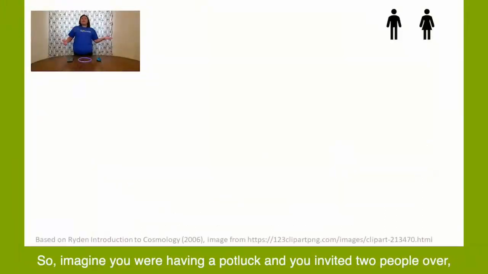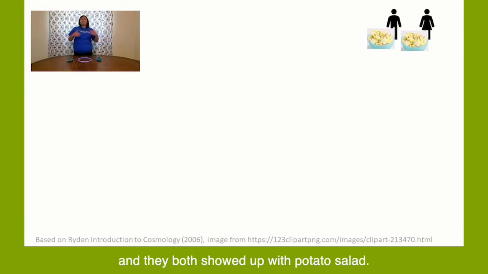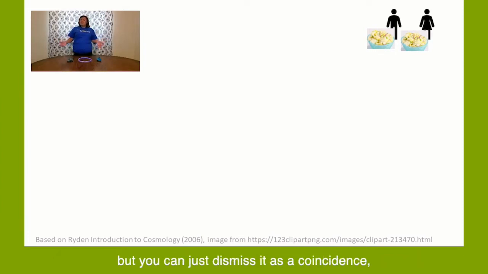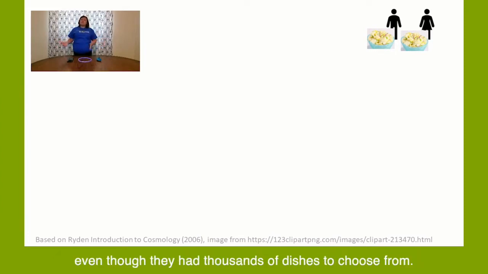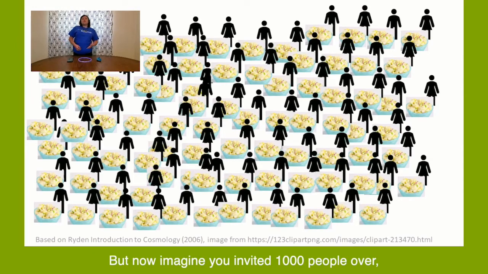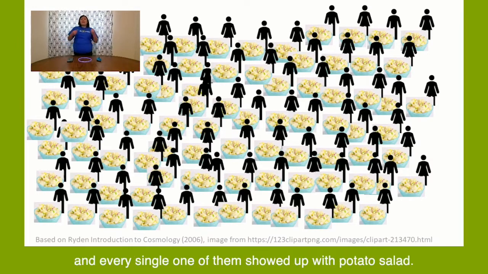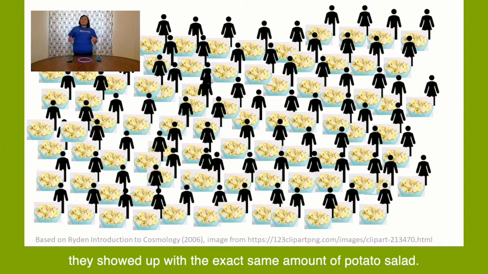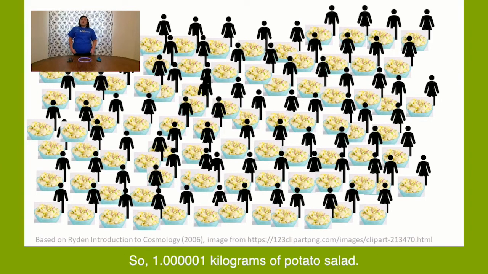So imagine you are having a potluck, and you invited 2 people over, and they both showed up with potato salad. Well, it's a little weird that they both showed up with potato salad, but you can just dismiss it as a coincidence, even though they had thousands of dishes to choose from. But now imagine you invited 1,000 people over, and every single one of them showed up with potato salad. Not only did they all show up with potato salad, they showed up with the exact same amount of potato salad. So, 1.000001 kilograms of potato salad.